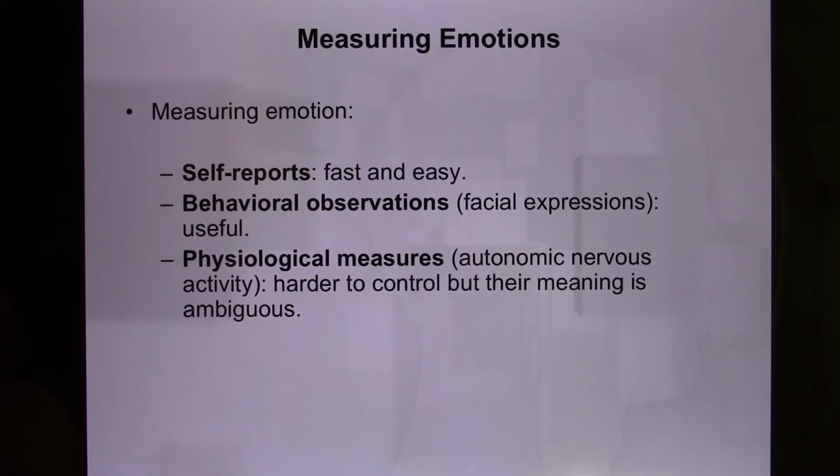And the third one is physiological measure. Because your autonomic nervous system plays a big role in your emotion. When you're nervous, when you're anxious, your sympathetic nervous system will be activated, and it will increase your heart rate and increase your sweating. So we can measure the physiological response.